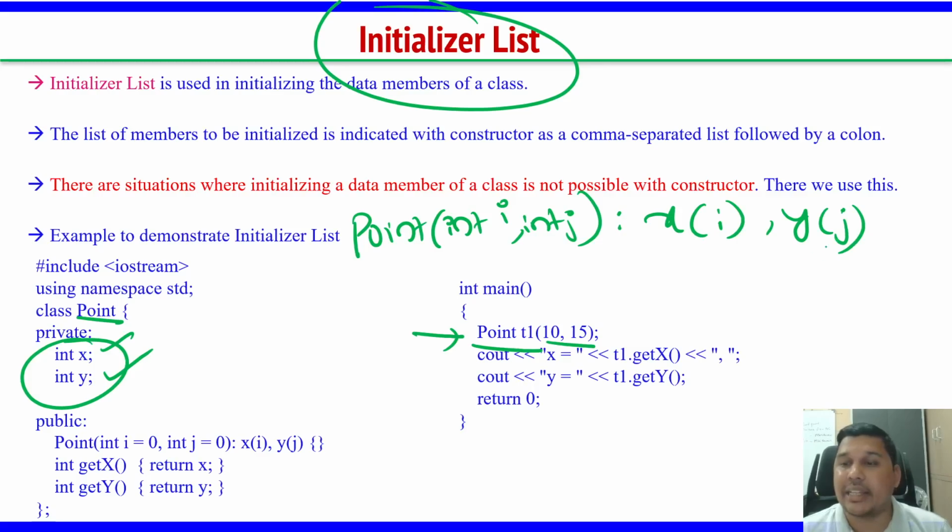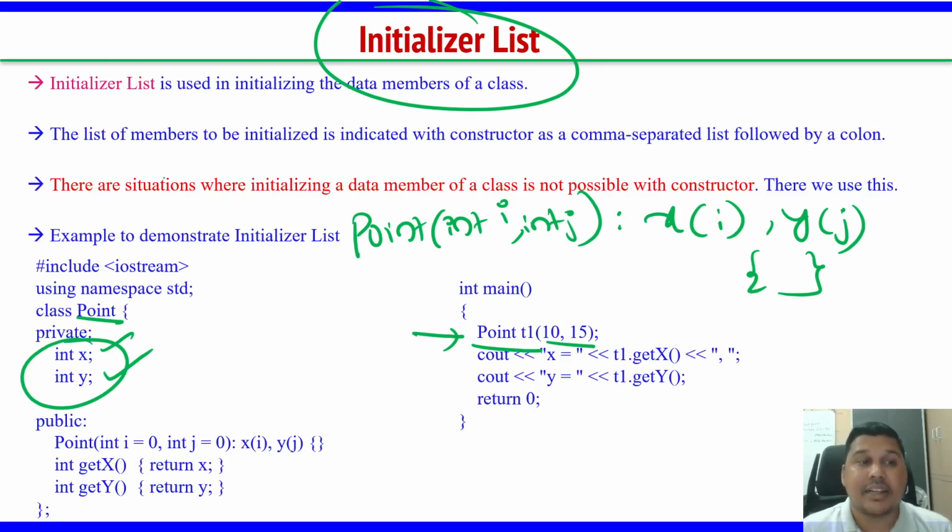You can simply write open curly bracket and close curly bracket. This will do the same job that our parameterized constructor is doing. This is just to demonstrate how to use the initializer list concept instead of the constructor concept, whether it is default or parameterized.